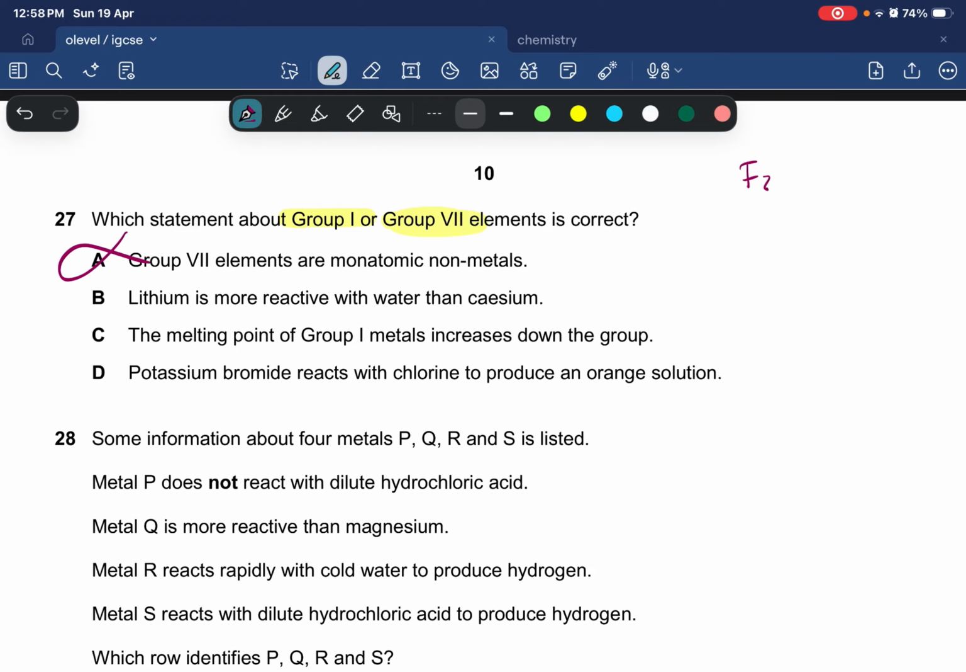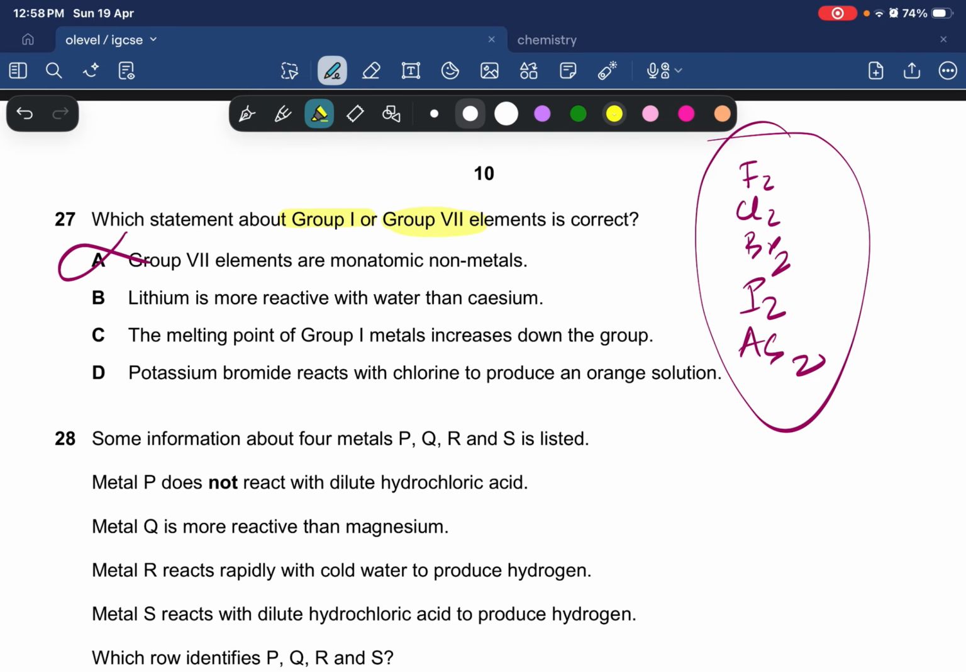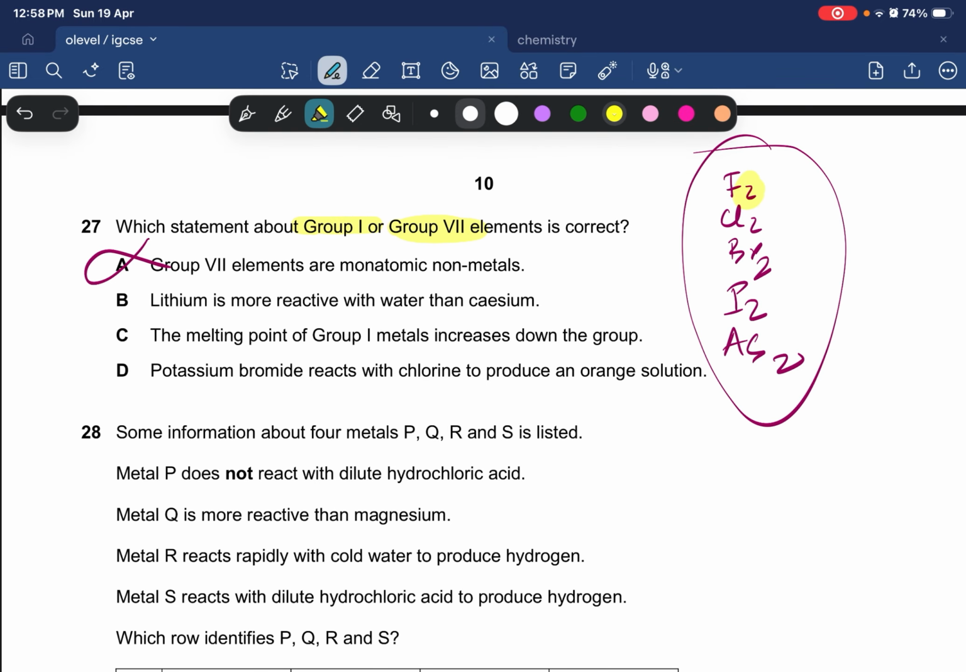Look, fluorine, chlorine, bromine, iodine, astatine, they're all diatomic. Why diatomic? Because look, F2, Cl2, Br2, I2, At2. That means that there are two atoms that are covalently bonded to form a molecule.